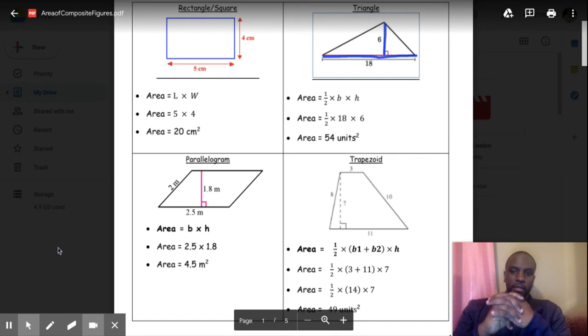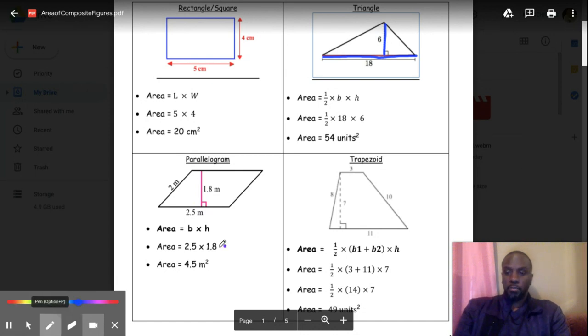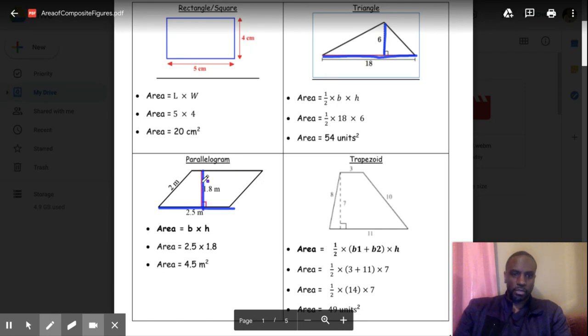Okay, the area of a parallelogram is just base times height. So here is your base. The base is the bottom, and you're looking for the perpendicular, and the height goes straight up and down. Perpendicular, remember, deals with that 90-degree angle. It's kind of like a T, okay? Okay, now let's keep going.